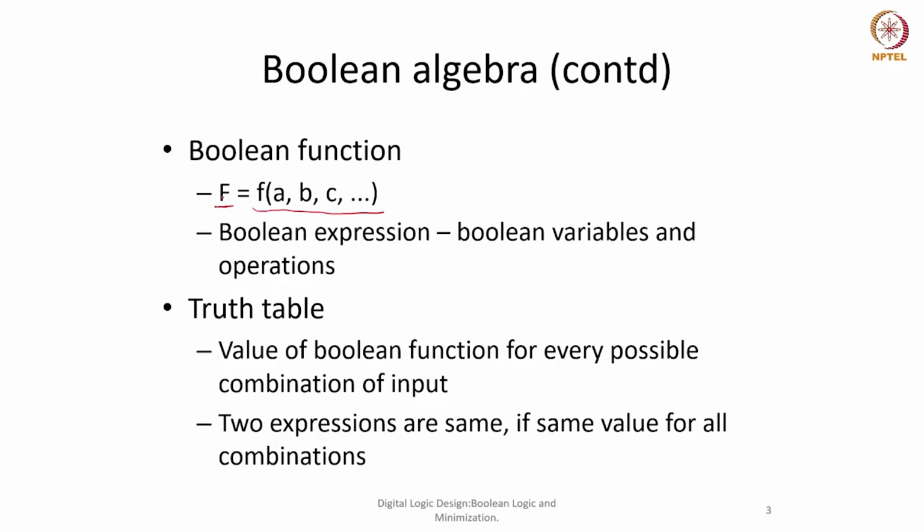If we want to say that two expressions are the same, how to prove that the two Boolean expressions are the same? If the truth table for both the expressions is the same, that means for all the combinations it is going to give the same result. So that means both the expressions are actually the same. Let's understand this with an example.